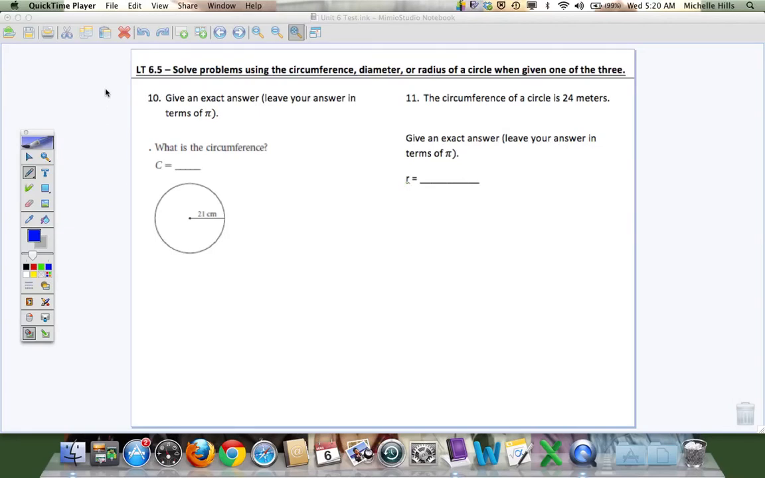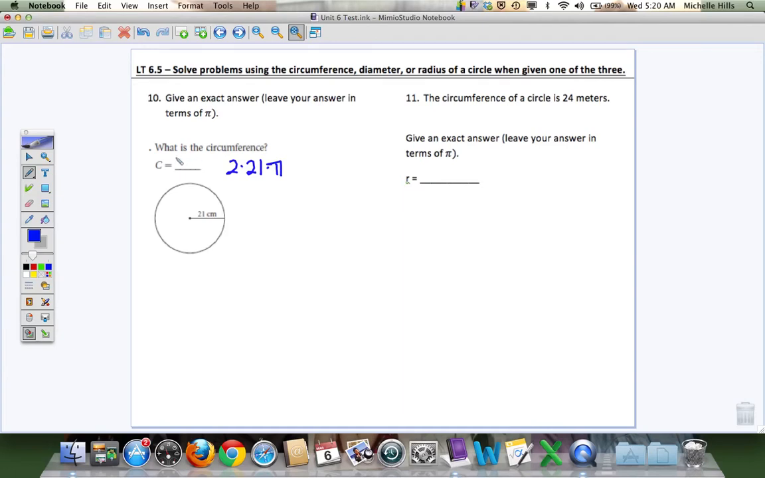Now 6.5 has a few things going on. At the top of it, it's just a basic circumference radius problem, nothing really fancy. It says to leave my answer in terms of pi. So if the radius is 21, the circumference is 2 times the radius, that would give me the diameter, times pi. So I end up with 42 pi, don't forget your units, centimeters.